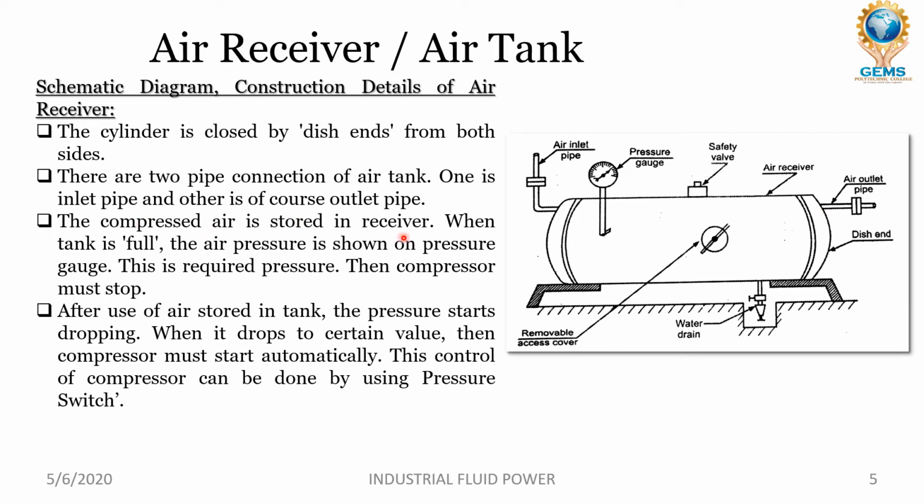The compressed air is stored in the receiver. When the tank is full, the air pressure is shown on the pressure gauge. This is the required pressure. Then the compressor must stop. After use of air stored in the tank, the pressure starts dropping. When it drops to a certain value, then the compressor must start automatically. This control of the compressor can be done by using a pressure switch.